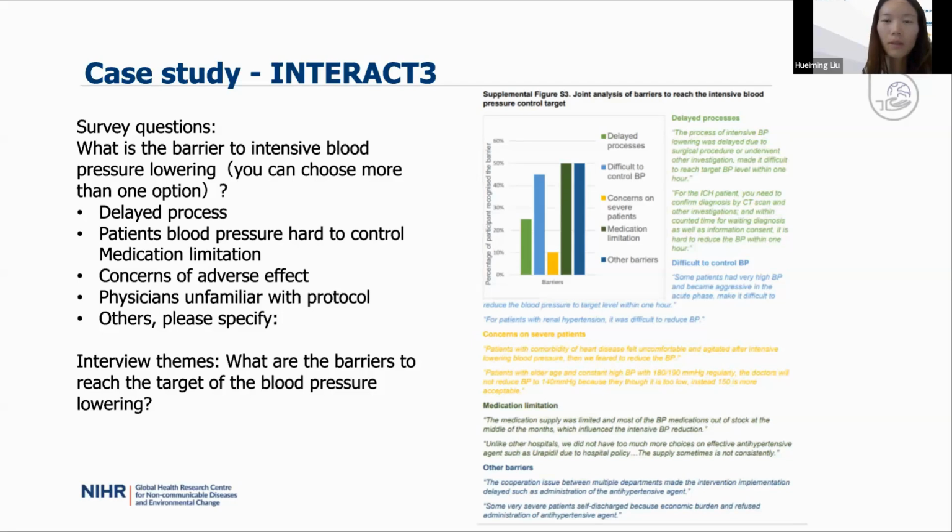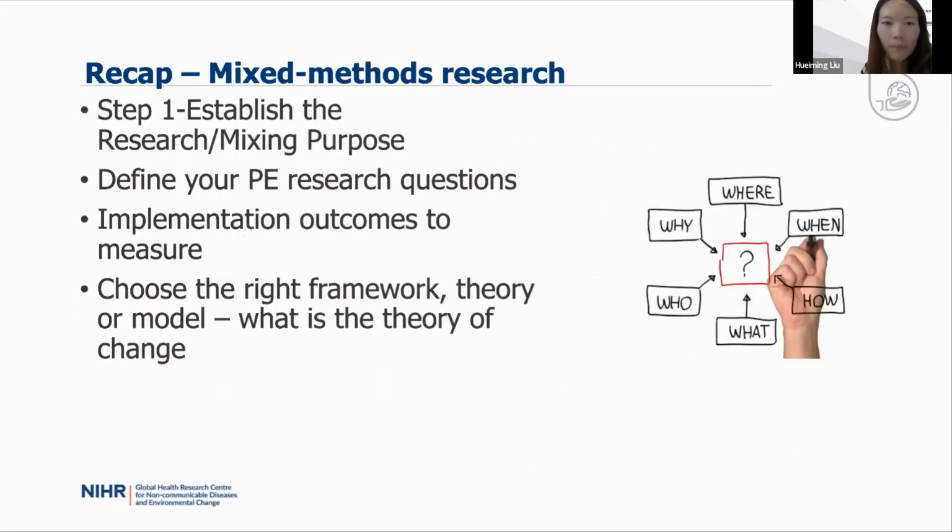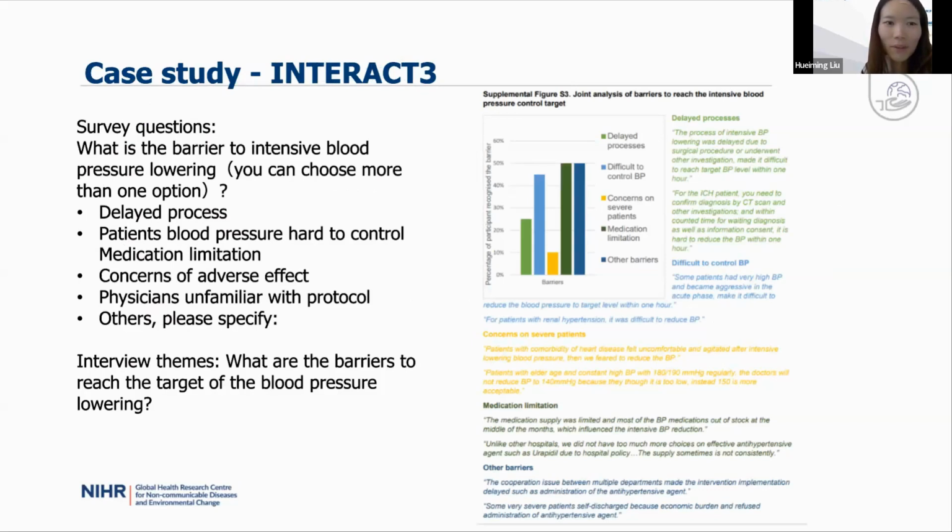blood pressure. So this is one approach to use the joint display to better integrate all the data, to explain the research question that we have in the process evaluation. So this is just a brief introduction of the Interact 3 process evaluation. And if you are more interested, you can go back to the reference list that we shared before. There are more examples of how we did the joint display.